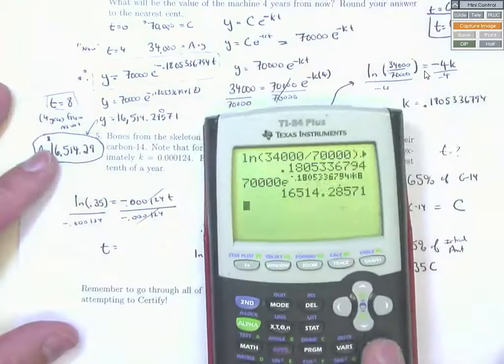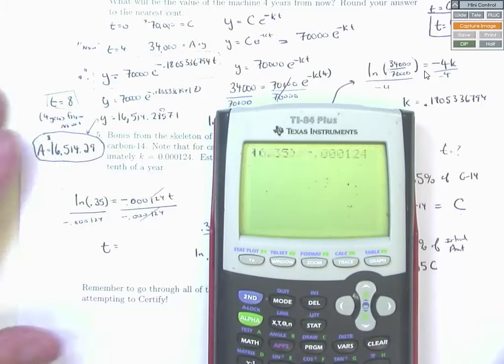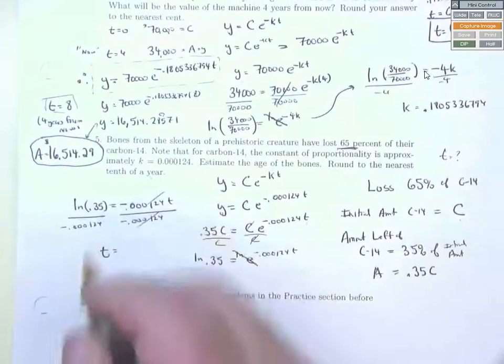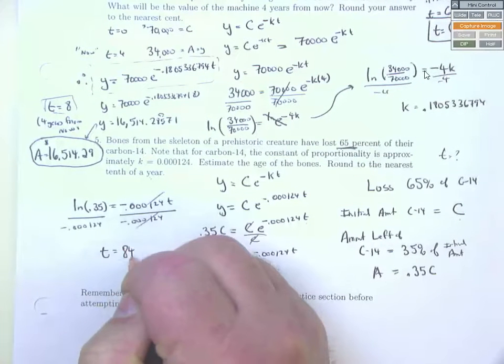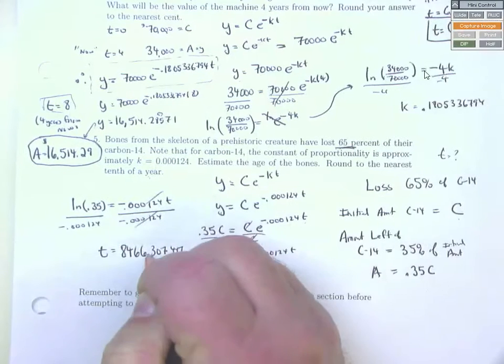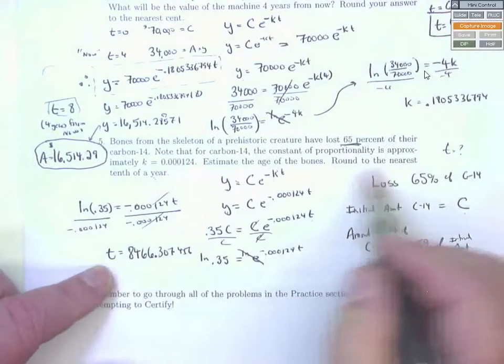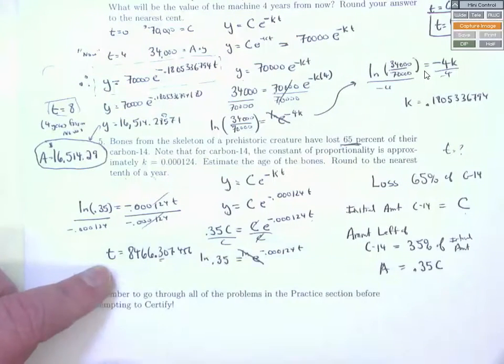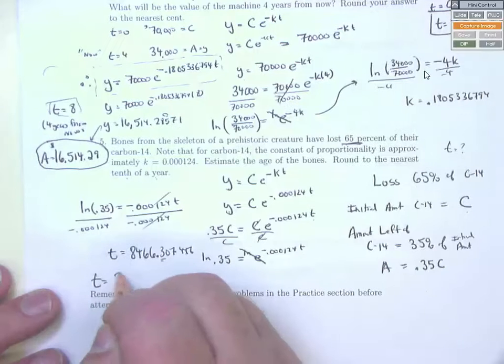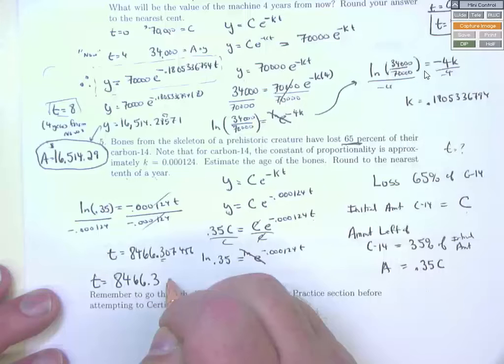and again, sticking on the old handy-dandy calculator, natural log of 0.35, close parentheses there, divided by the negative 0.000124, and end up getting 8,466.307456. And then, so here's my t value, but they wanted me to round it to the nearest tenth. So what is my answer here? T is equal to 8,466.3 what?